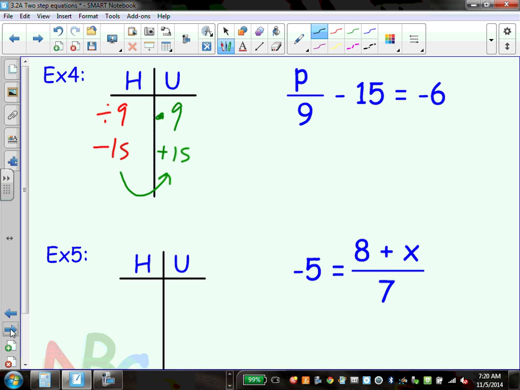First thing we're going to do is add 15 to both sides. These 15s, the negative and positive, will undo each other. Negative 6 plus 15 is 9. So now we're left with p divided by 9 equals 9. Our second step is to multiply both sides by 9.